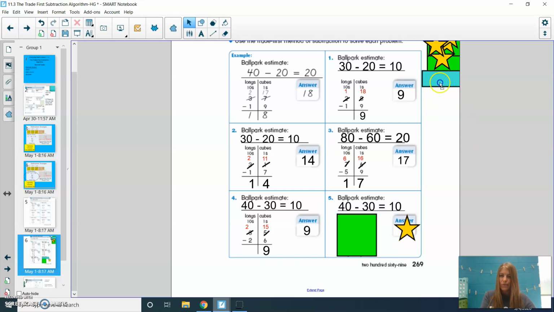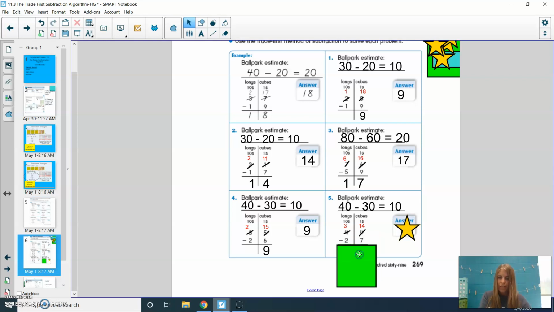And for our last one, I have 40 minus 30 equals 10. And so I'm going to solve. So I have 44 minus 27. So I know I can't solve 4 minus 7. So I went to the 4 next door, changed that 4 to a 3. This now becomes a 14. 14 minus 7 is 7. And then 3 minus 2 is equal to 1, giving me my answer of 17.